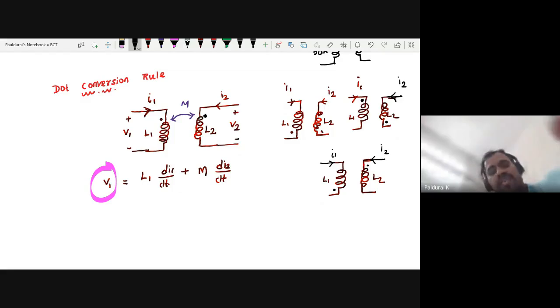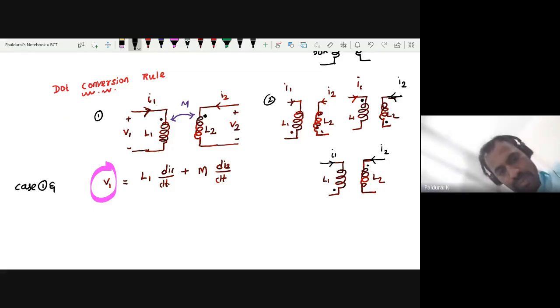So the rule is that they should be of the same kind. If both are entering or both are leaving, then it is positive. Let me give the case numbers: this is case 1 and this is case 2. For case 1 and 2, if both are entering or both are leaving, then M is positive. For case 3 and 4, if one is leaving and the other is entering, and vice versa, then M is negative.